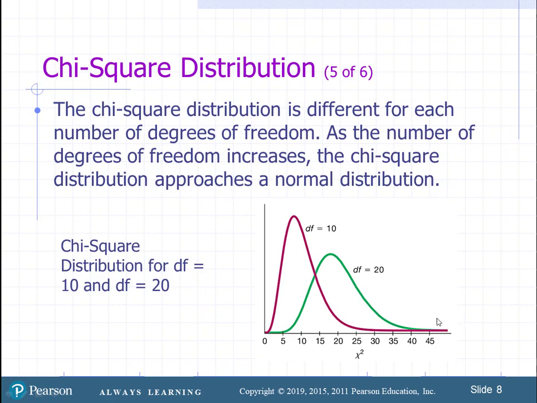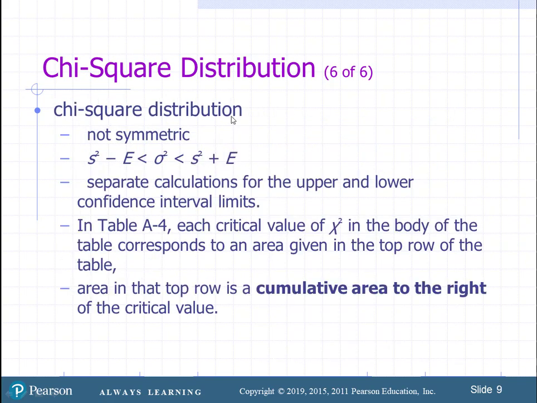Now, as our degrees of freedom get bigger, and since our degrees of freedom are the number in our sample minus 1, the bigger our sample, the closer that distribution comes to being normal. It's not symmetric, so we cannot write it like we did our other confidence intervals, as estimate minus a margin of error, plus a margin of error. So we have to do separate calculations for the upper and lower confidence interval.